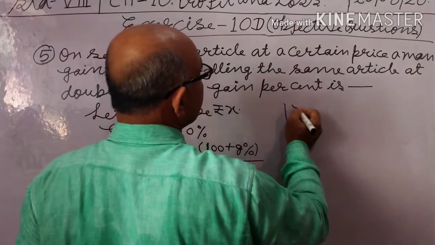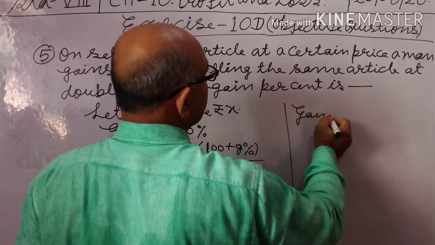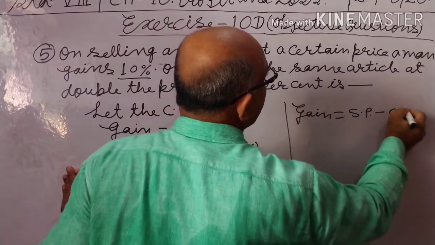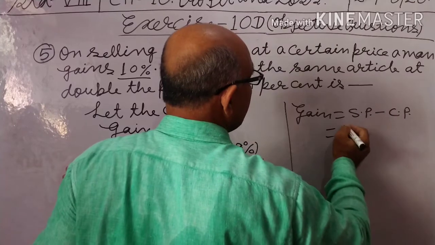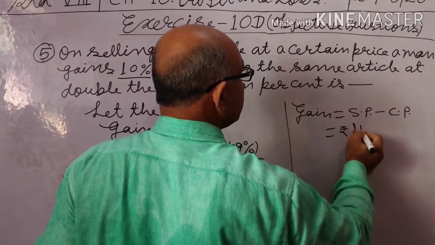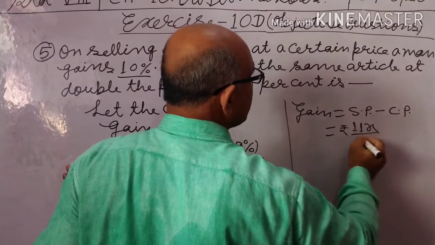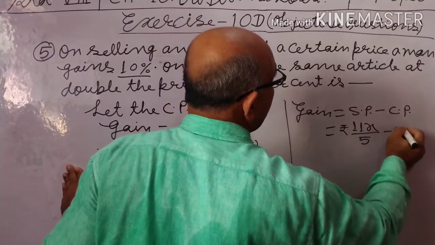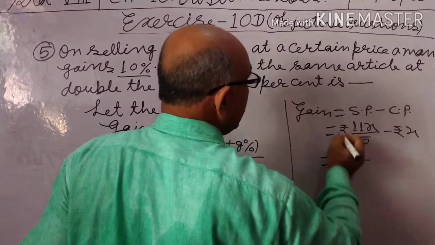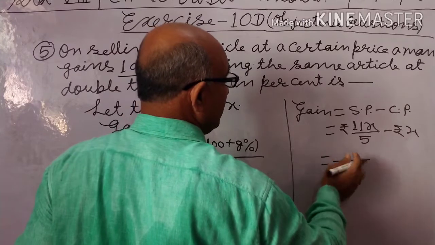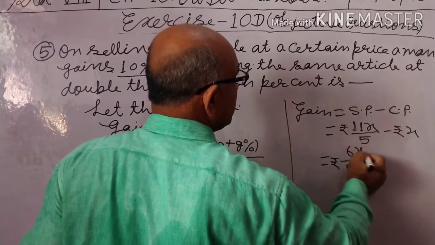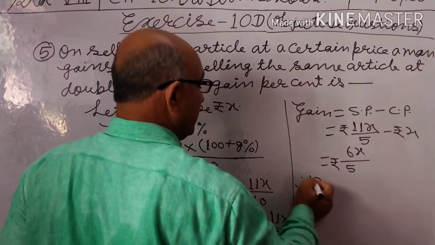Now gain equal to SP minus CP equal to rupees 11x by 5 minus rupees x. So LCM 5, 11x minus 5x equal to rupees 6x by 5.